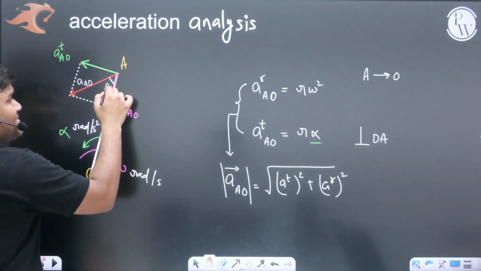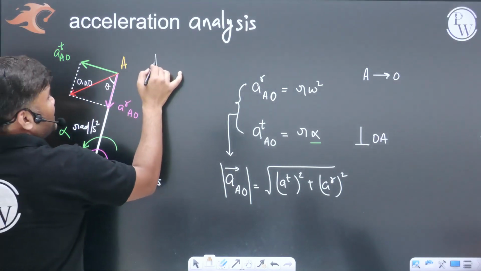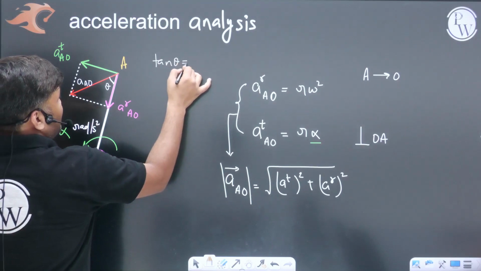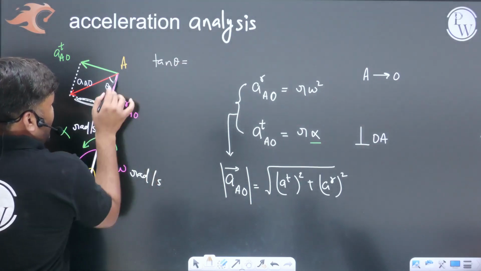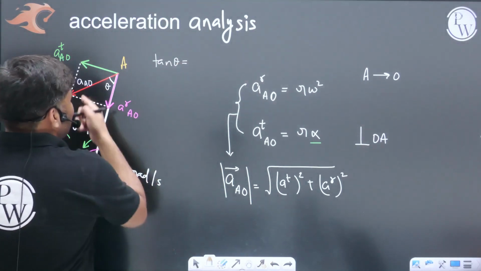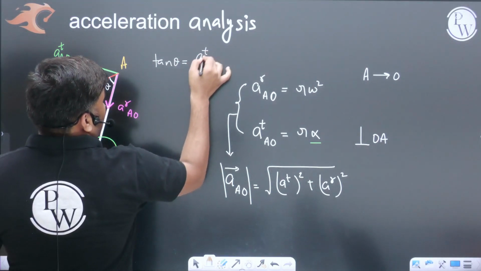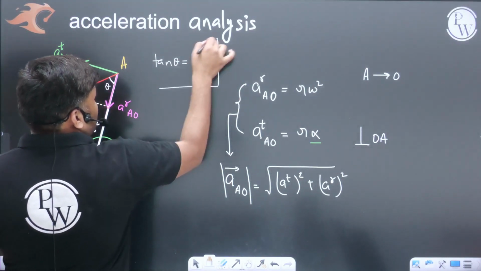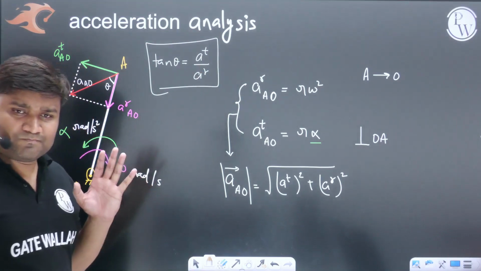This angle, if somebody is asking, bhai, what is this angle? So tan theta, can I write? Tan theta will be equal to perpendicular upon base. It can be written, beta. Perpendicular is how much? Tangential acceleration divided by radial acceleration. That's it. Very, very easy.